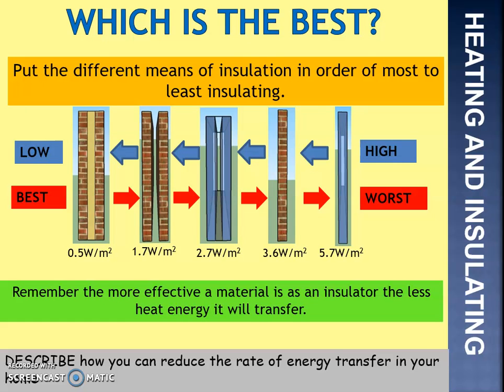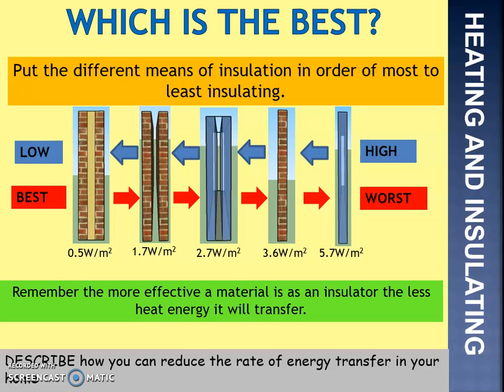The best insulator would be the cavity wall insulation with the foam inside, and the worst insulator would be the single pane of glass. Underneath each one, you'll see there we have a figure that's heat transfer in watts per meter squared. So how much energy is transferred per second through that per meter squared of the material. The lower that value is, the better an insulator it is. We refer to these as U values. So the lower the U value, the better an insulator it is. Whereas the higher the U value, the worse an insulator it is, and it will conduct heat through it.